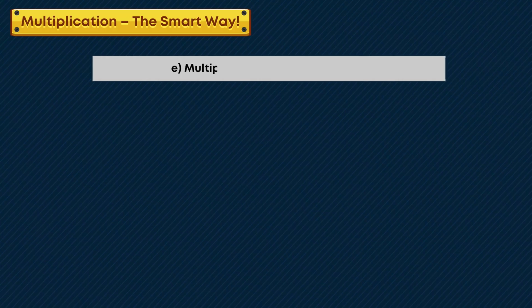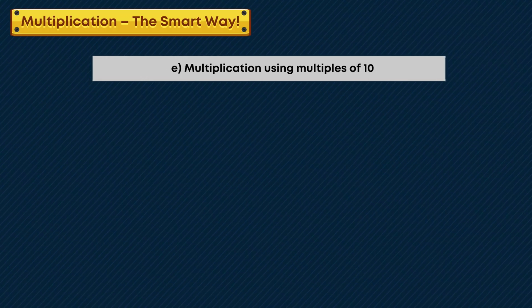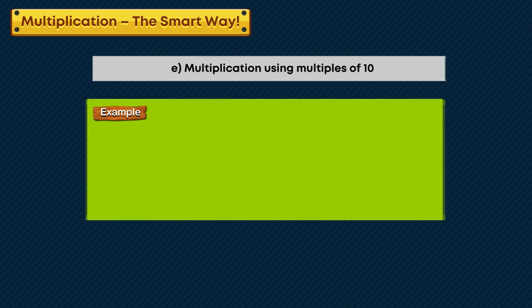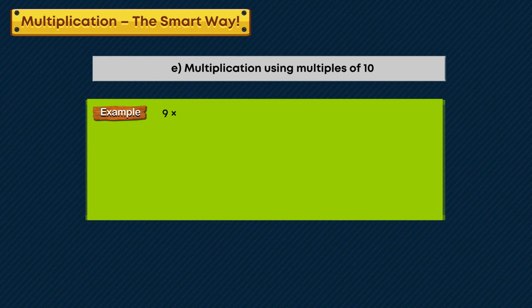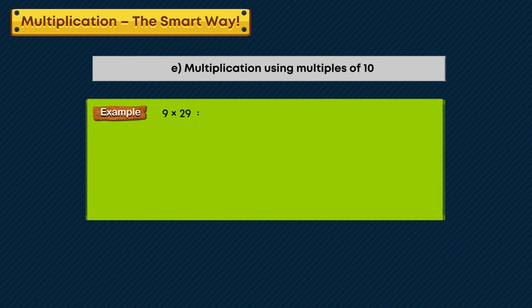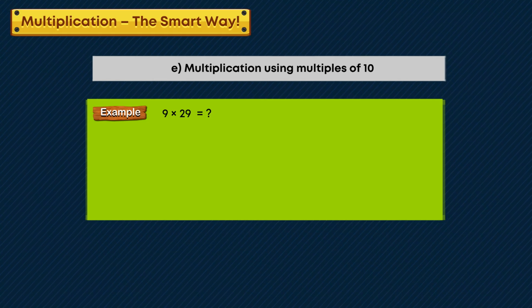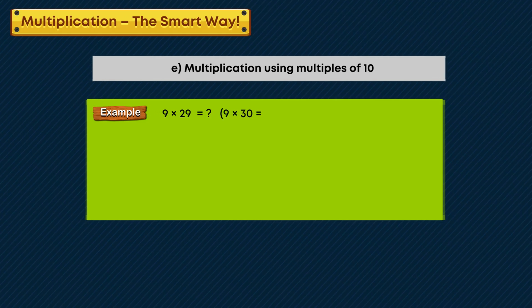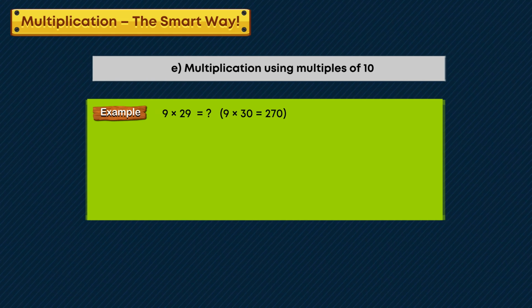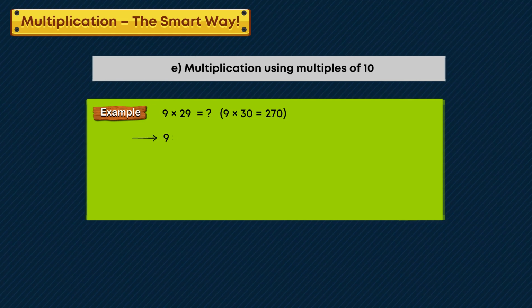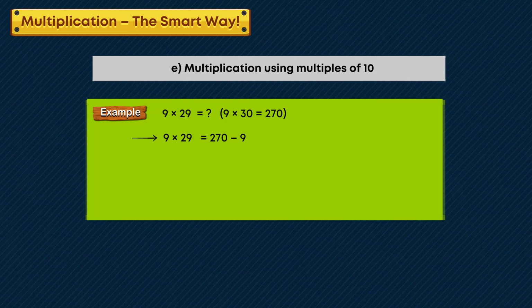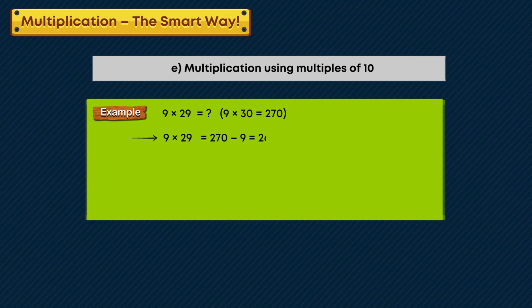E. Multiplication using multiples of 10. Example: 9 into 29 is equal to how much? 9 into 30 is equal to 270. 9 into 29 is equal to 270 minus 9 is equal to 261.